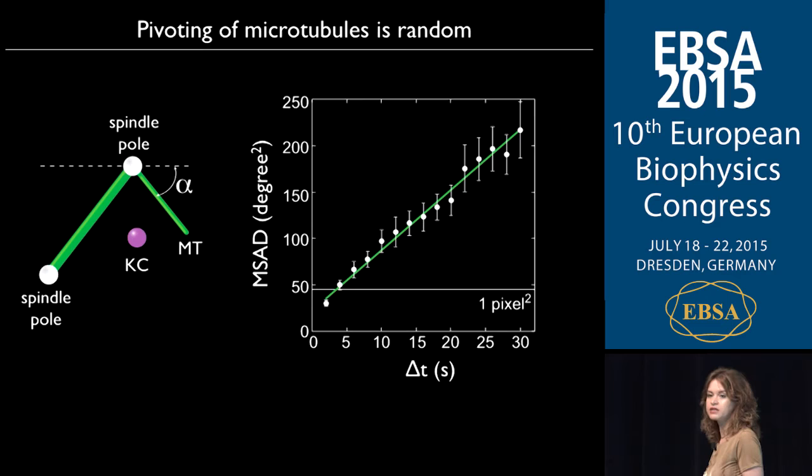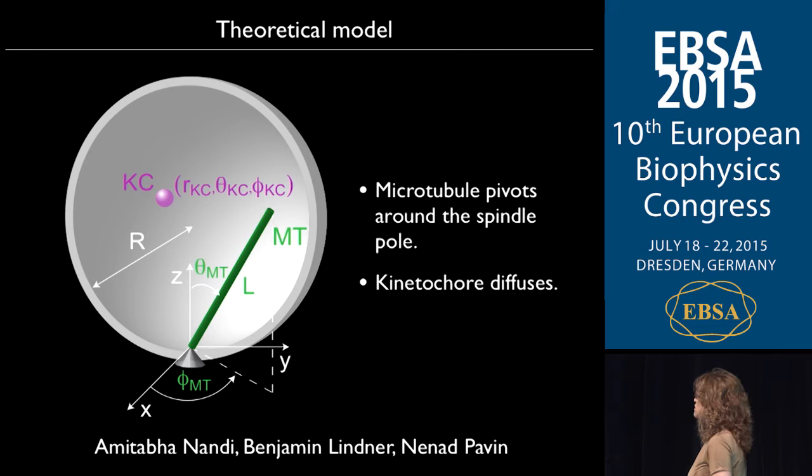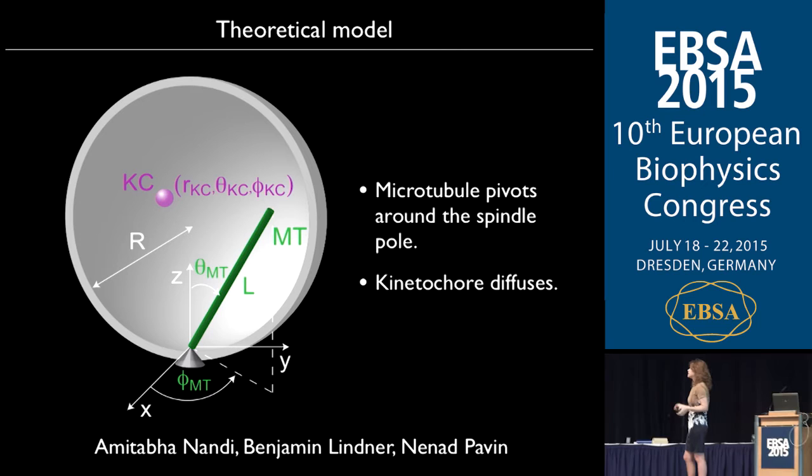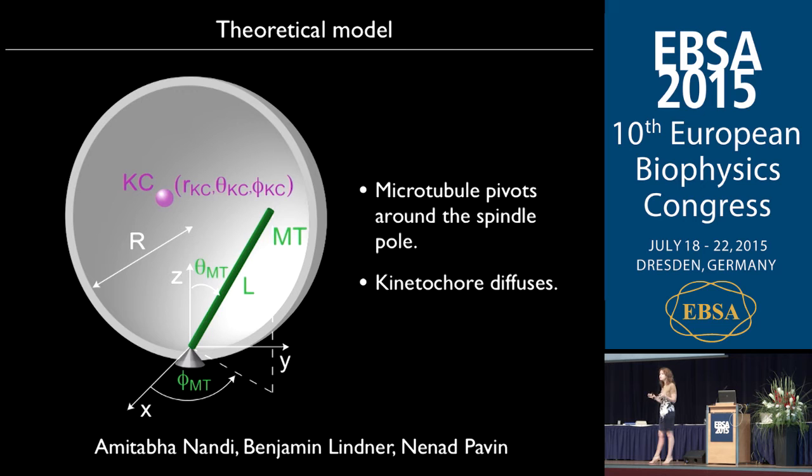Based on all these observations, we have now built a theoretical model to see whether this angular motion of microtubules and the diffusive motion of kinetochores can explain the observed capture times that you observe in the experiments. So our model is very simple. The microtubule pivots around the spindle pole, and the kinetochore also diffuses. And these are the parameters of the model, the geometrical parameters. We have measured all the parameters. So in our model, there are no free parameters anymore, so the model can give direct predictions.